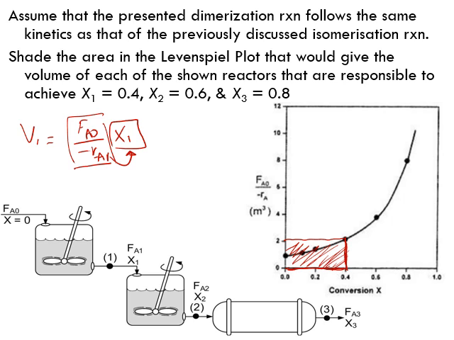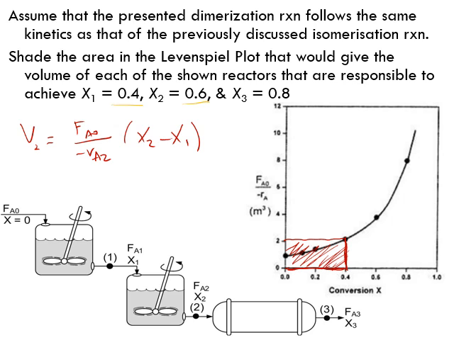Okay, let's look at the second reactor. Let's write it down. The area representing the volume of the second reactor, we said, is FA0 over minus RA2 multiplied by x2 minus x1. So the width now is x2 minus x1. What is x2? It's 0.6 minus 0.4. So this is the width.